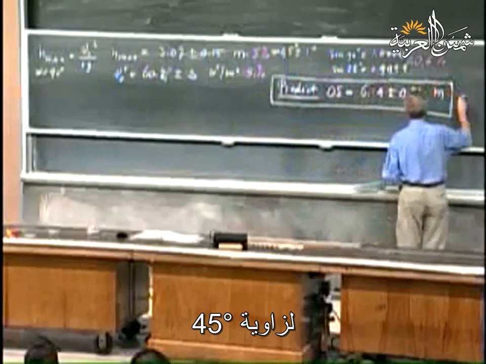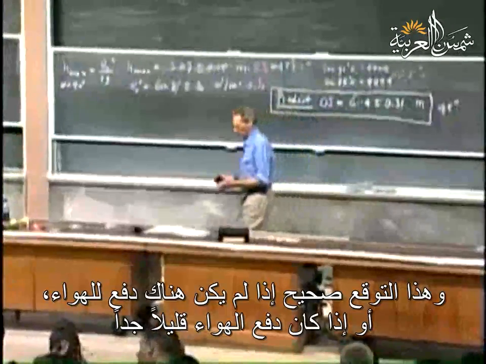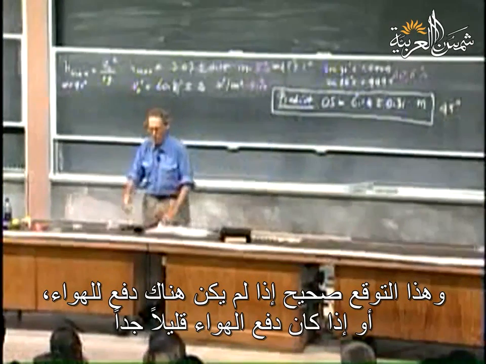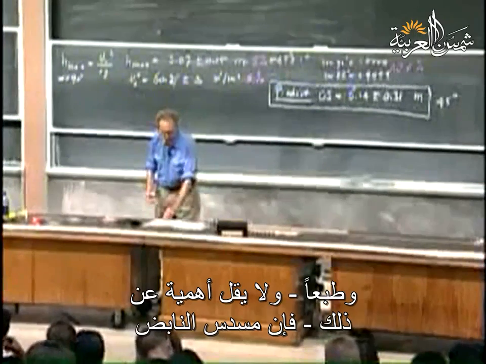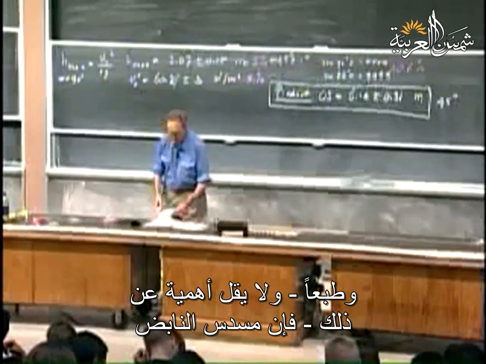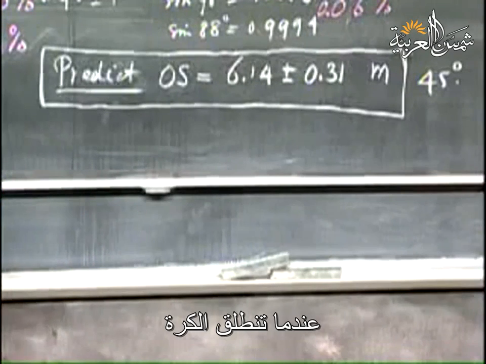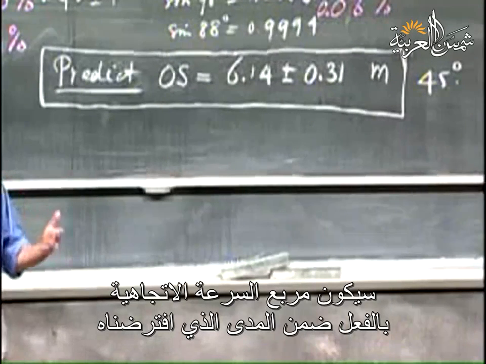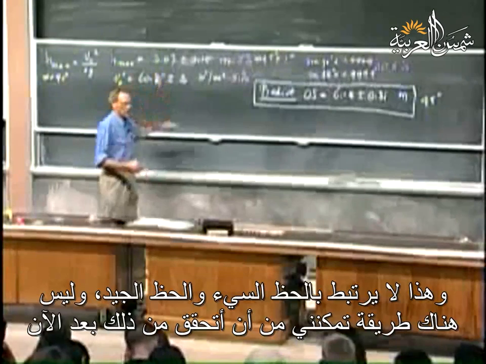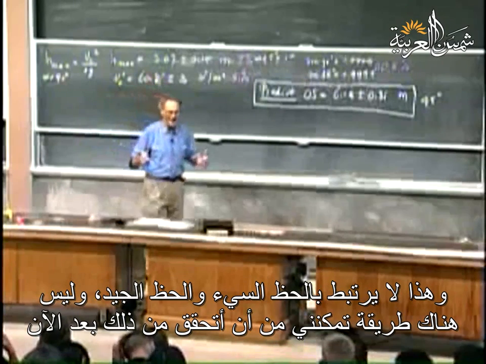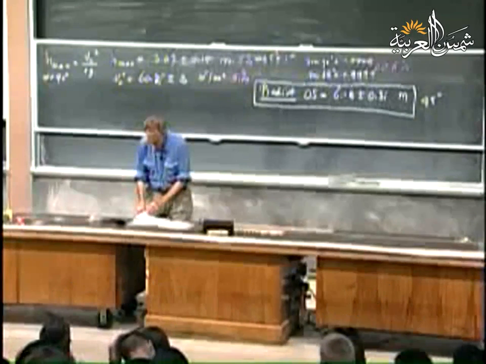For an angle of 45 degrees. This will only hold if there is no air drag, or if the air drag is negligible. And of course, equally important, that spring gun, when the ball comes out, that the velocity squared is indeed within the range that we have assumed, and that it doesn't have bad days and good days. There's no way I can check that anymore.